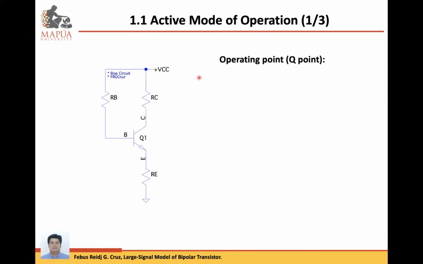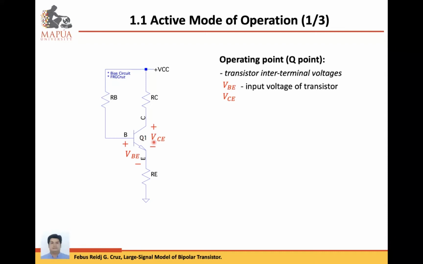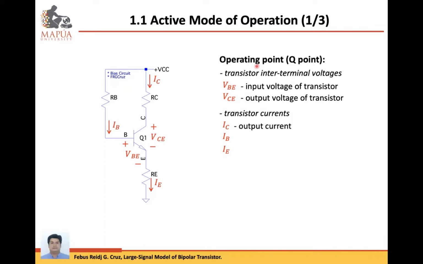So what we can determine is the operating point or Q point. We can determine the transistor interterminal voltages. We can calculate the VBE and the VCE. Again, VBE is the input voltage of the transistor. VCE is the output voltage of the transistor. Then you have IB, IC, and IE. Those are the transistor currents. For the common emitter, collector current is the output current, while base current is the input current.